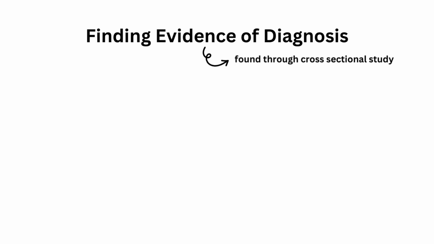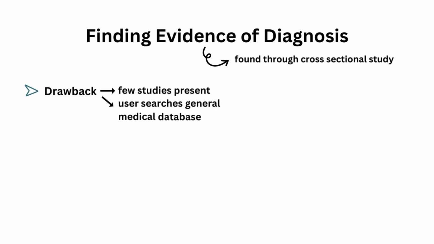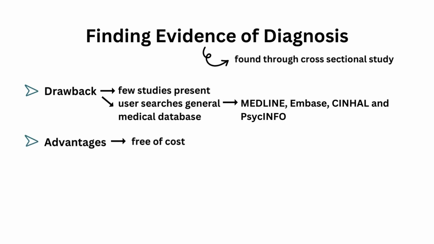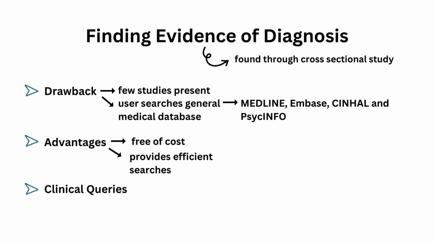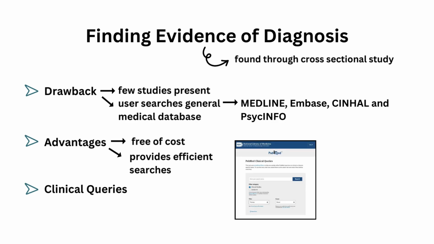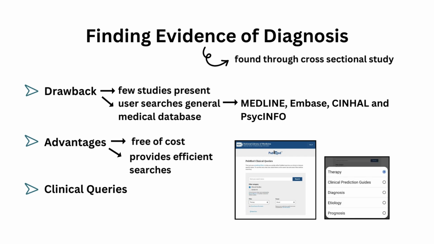The best evidence of diagnosis is found through cross-sectional studies. The drawback is that few studies are present and no specific database is present, which means the user searches general medical databases, for example, Medline, Embase, CINAHL, and PsycINFO. Medline is available through PubMed. It has two advantages: free of cost and provides efficient searches. It has another part called clinical queries, which helps in finding information related to prognosis and diagnostic tests. To search for prognosis and diagnostic tests, use PubMed clinical queries as shown in the picture. The filter option allows us to refine the search further.